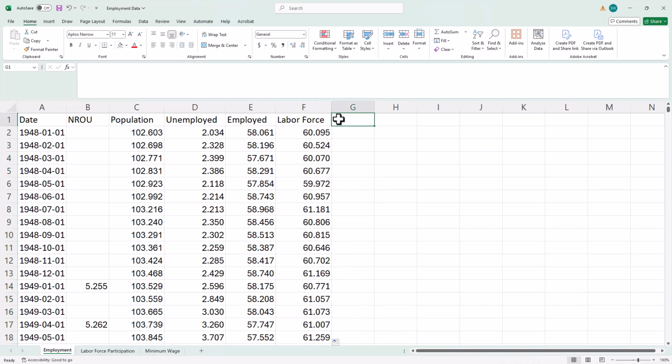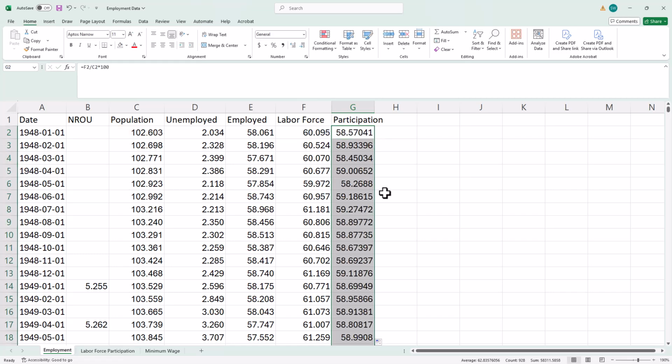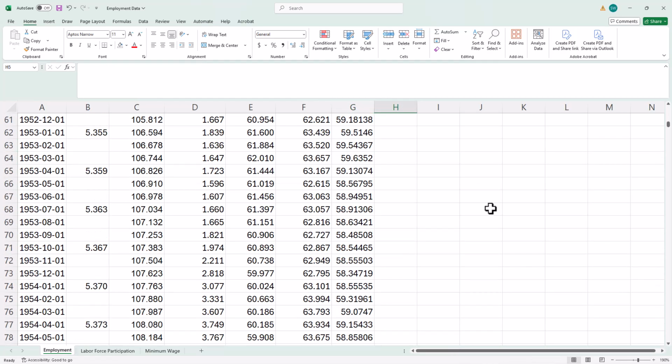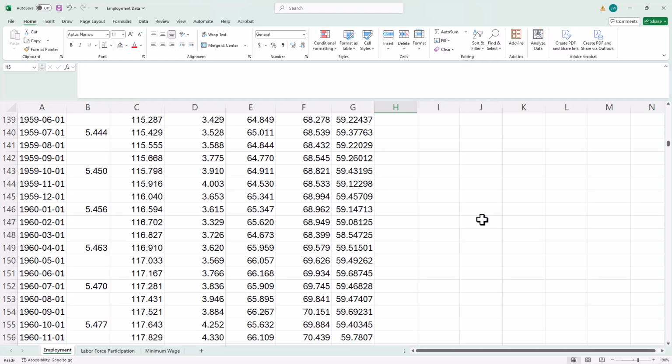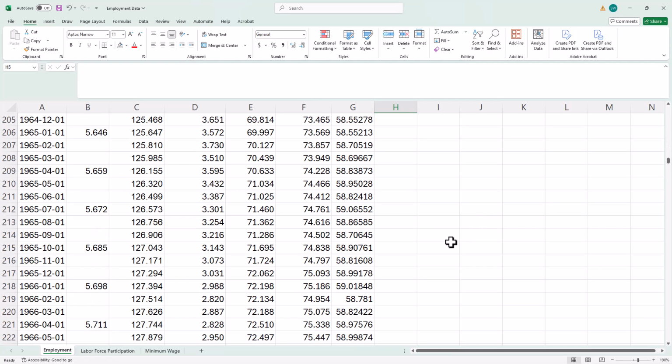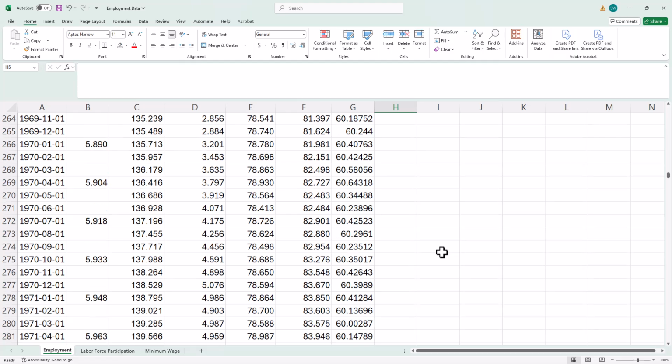Now we're ready to calculate the participation rate, which is going to be our labor force divided by population, and then we'll multiply it by 100 to turn that into a percentage. And then we can go ahead and copy that all the way down. So you can see here that back in 1948, the participation rate was around 59%, and we can see how that changes over time by scrolling down through history, and you can see it's relatively consistent through the 1960s.